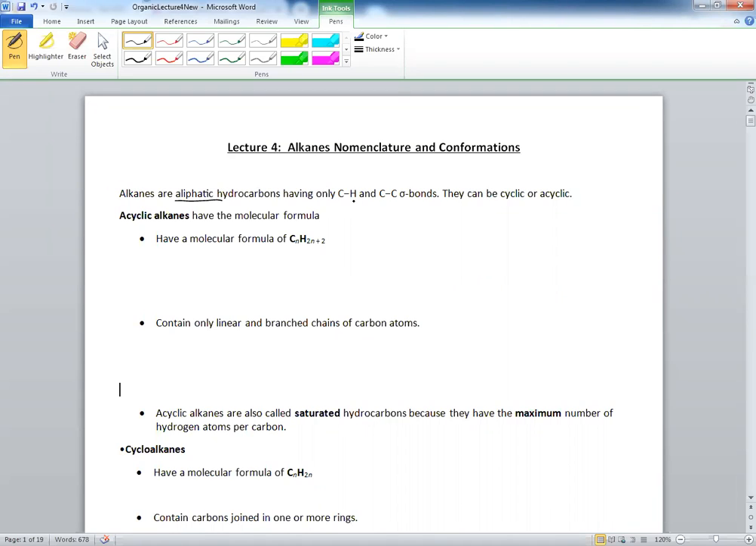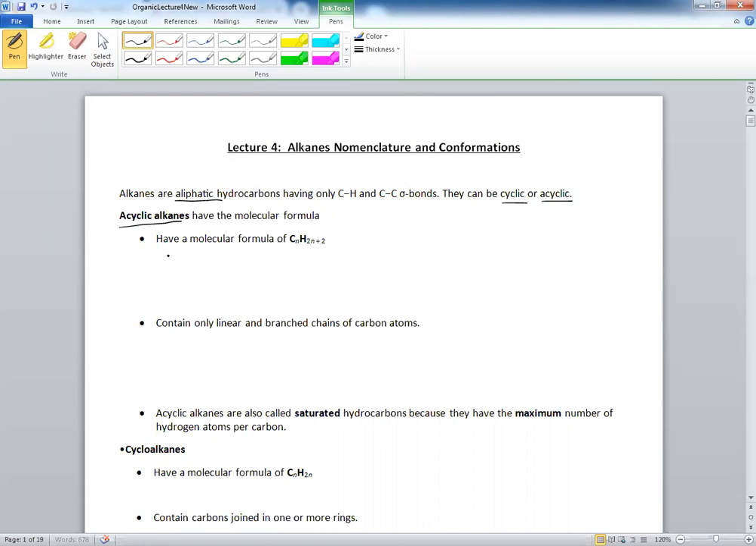They only contain CH and CC carbon-carbon single bonds, and they can be cyclic or acyclic, rings or just simple chains, branch chains, etc. Let's start with acyclic alkanes. They have the following molecular formula: CnH2n+2. It means that for the hydrogens, they have double the number of carbons, plus 2.